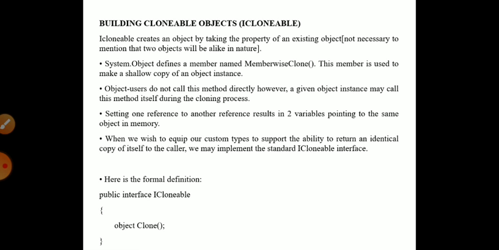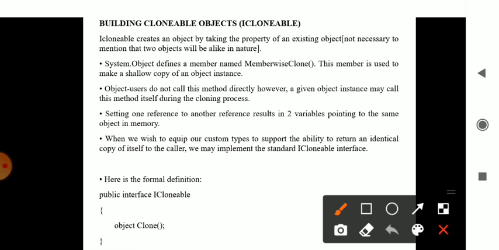One object resembling the other object is called a shallow copy. Remember, a shallow copy of that particular object is prepared in memory. That is the IClonable concept. It is not necessary, but when it is important for a programmatic concept, then only the IClonable concept is used. It creates an object which has the properties of the existing object, and it uses the method called MemberwiseClone.